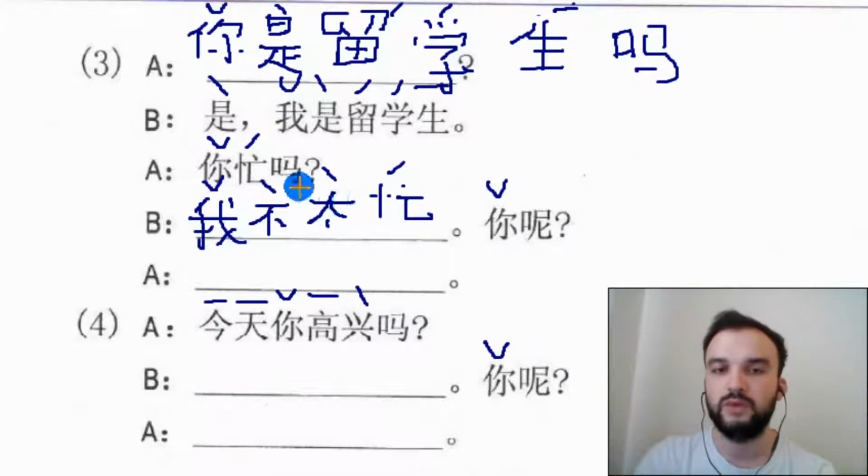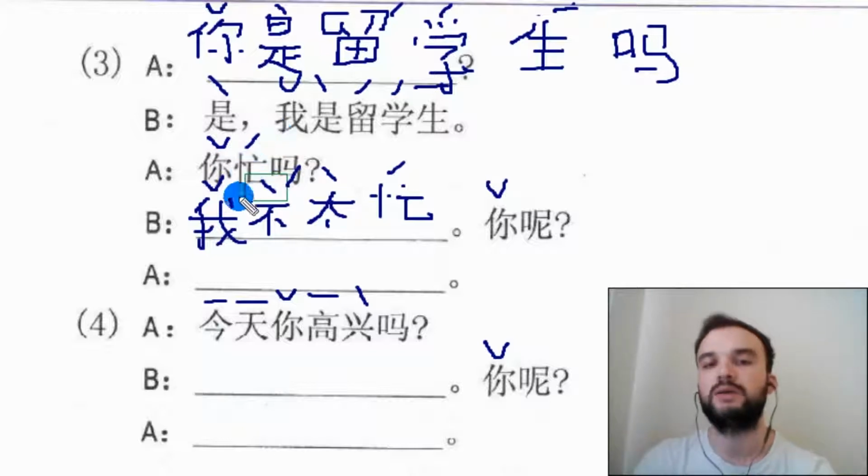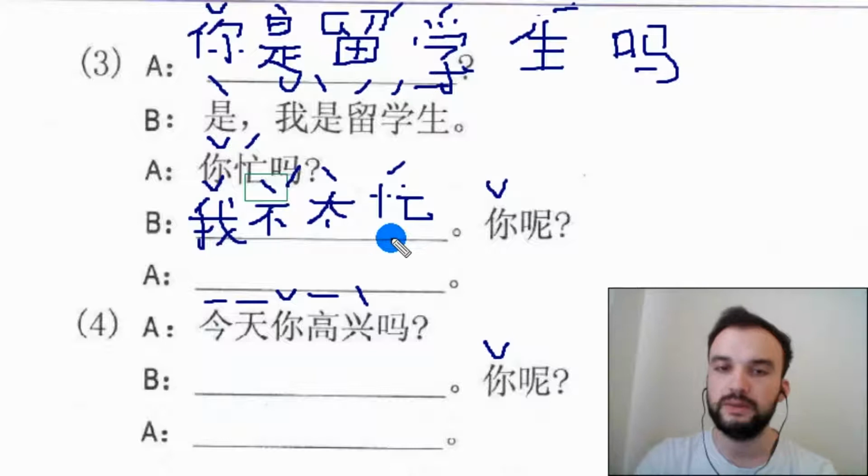And here we have a rule. 不, we should read like second tone. 我不太忙. I'm not very busy. 你呢? And you? So A doesn't give the same answer. A will be very busy. So you should say here 我很忙.